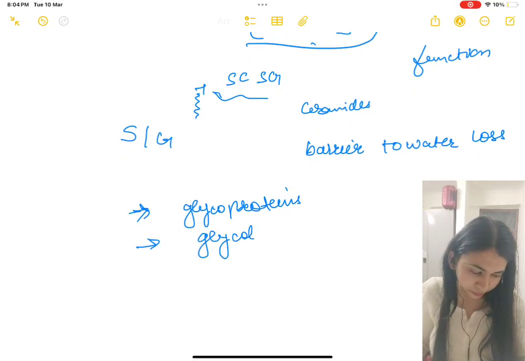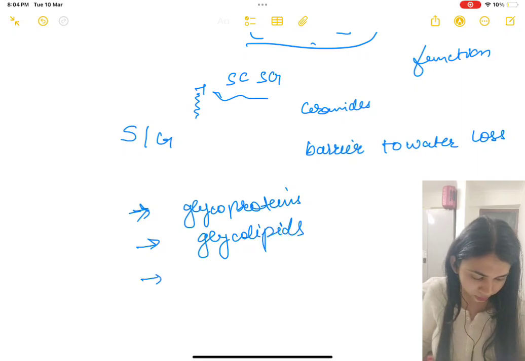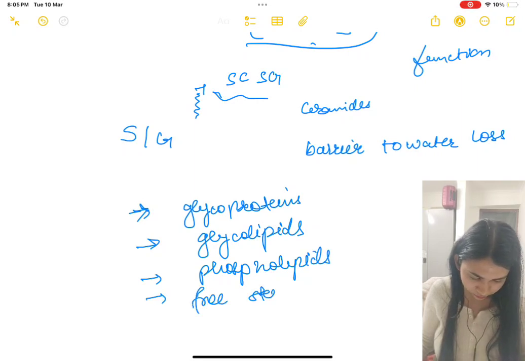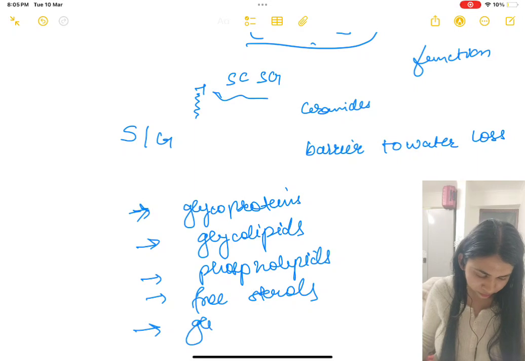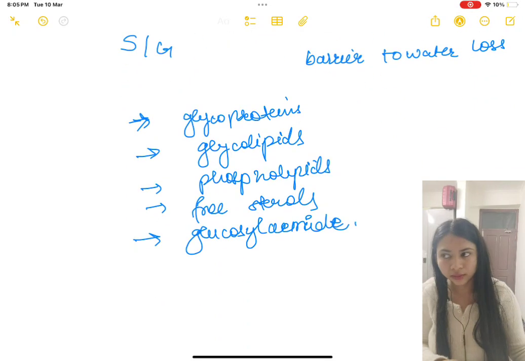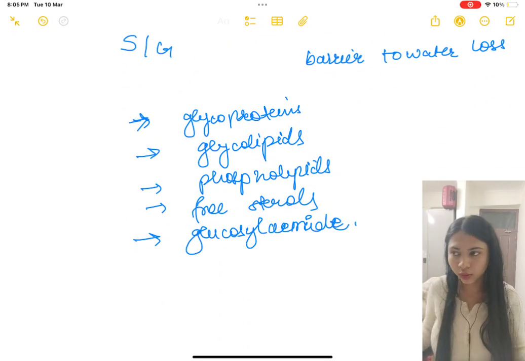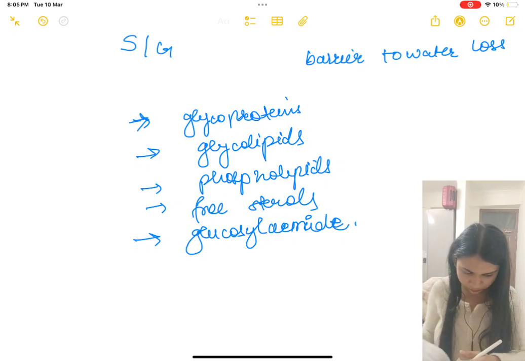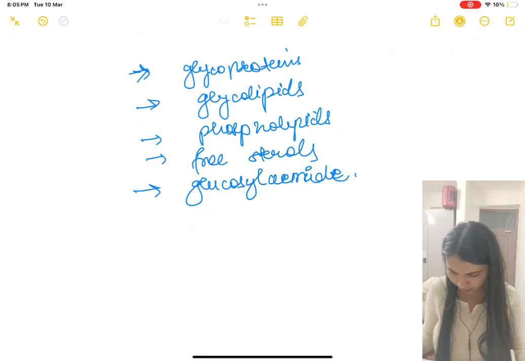Glycoproteins, glycolipids, phospholipids, free sterols and glucosyl ceramide. What did we see there? Carboxylic acid, pyrrolidone carboxylic acid and urocanic acid, which were acting as natural moisturizing factors for your skin, which were present in stratum granulosum. Filaggrin was giving, and these lamellar granules are giving your ceramides.